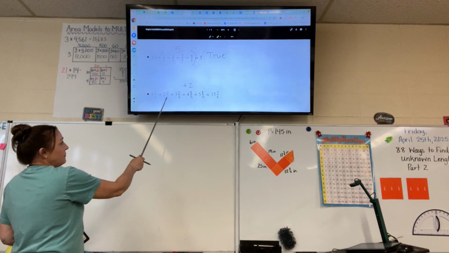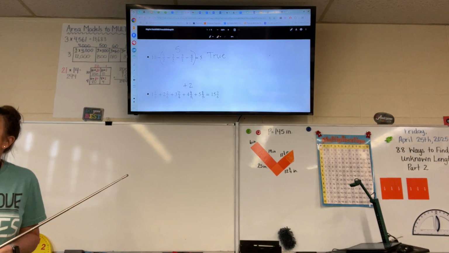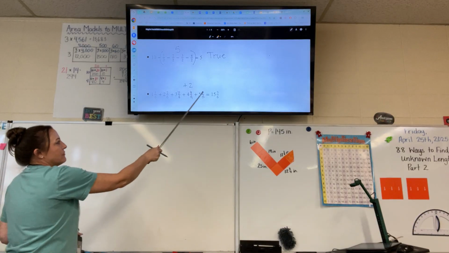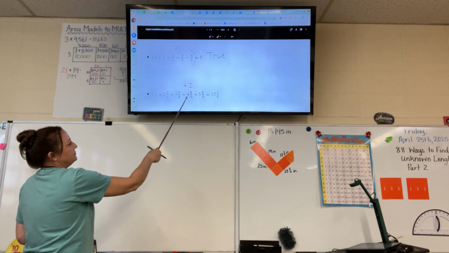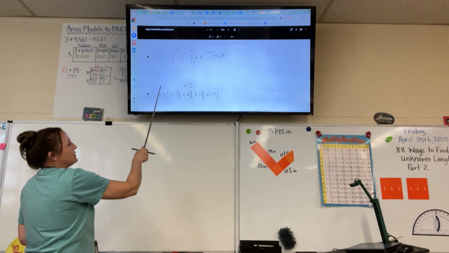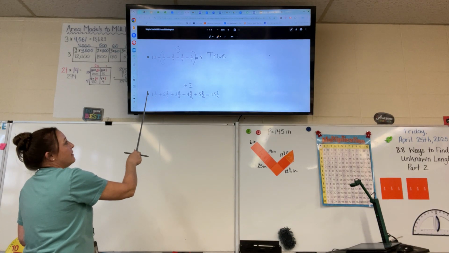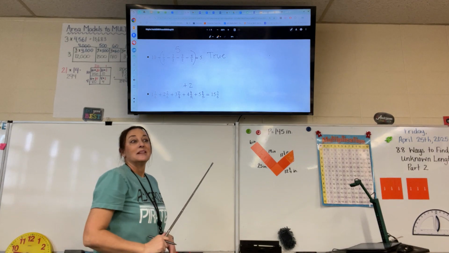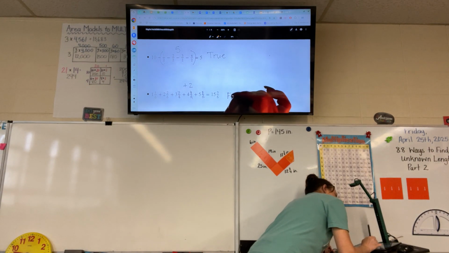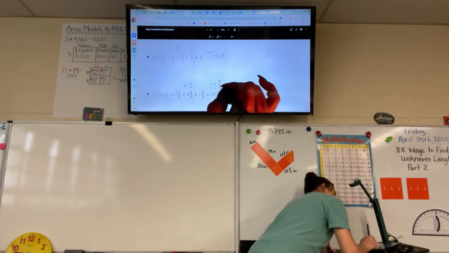Now, I'm left with 2/6 plus 1/6. What's that equal? 3/6. So there's 3/6. And then let's add the wholes and see if we get 15. 5 plus 4, 9. 9 plus 3, 12. 12 plus 2, 14. 14 plus 1, 15. 15 plus 2, 17. So true or false? False. This would actually be 17 and 3/6.